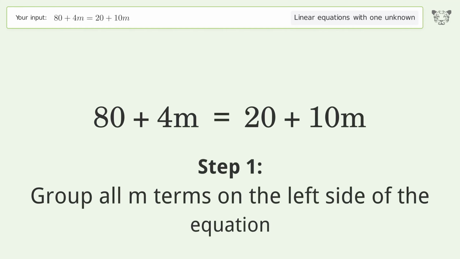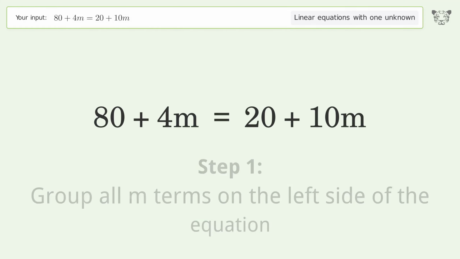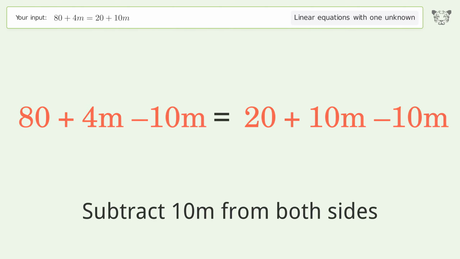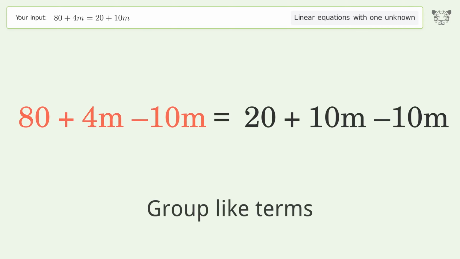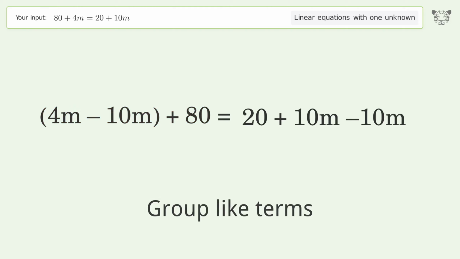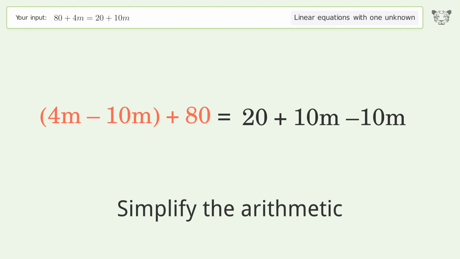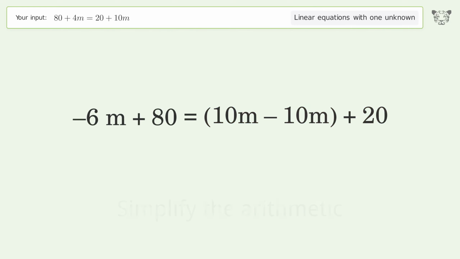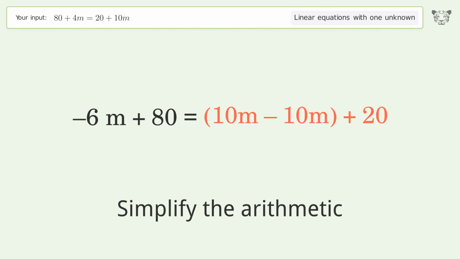Group all m terms on the left side of the equation. Subtract 10m from both sides. Group like terms. Simplify the arithmetic. Group like terms. Simplify the arithmetic.